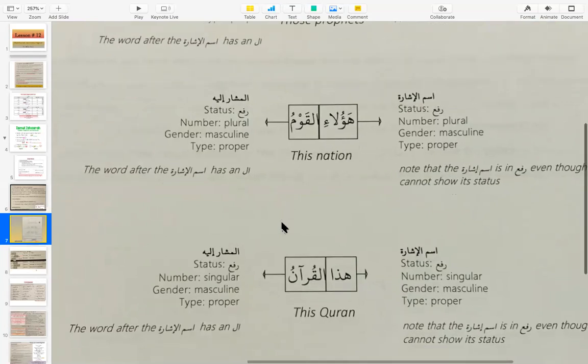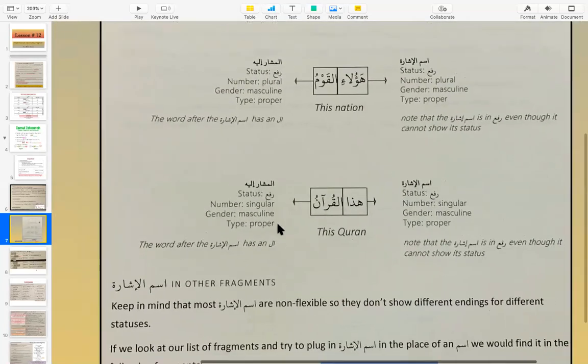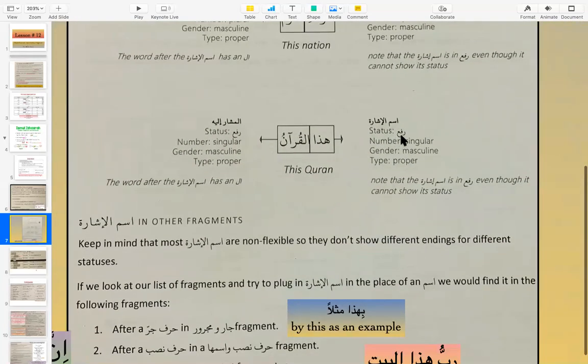Okay, so alhamdulillah, that is a very easy concept. I don't think there is any problem over here. Now, the next one, Hazal Quranu. Haza, again, Rafa, I'm going to leave that, or we can look to the Musharun Ilayhi. Musharun Ilayhi is Rafa, so yes, we can say this is Rafa. Then number is singular, gender is masculine, type is proper. Now Al-Quranu: Rafa, singular, masculine, proper. So this is a good match for ismul ishara and Musharun Ilayhi. So this Quran. And if I drop Al, Haza Quranu, this is Quran.